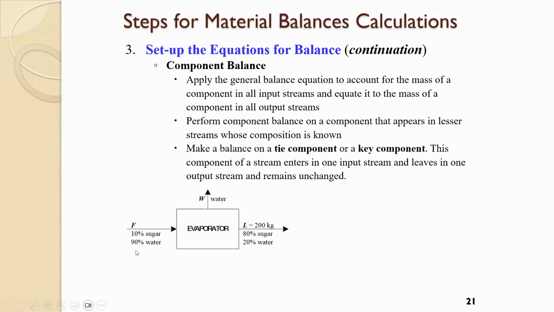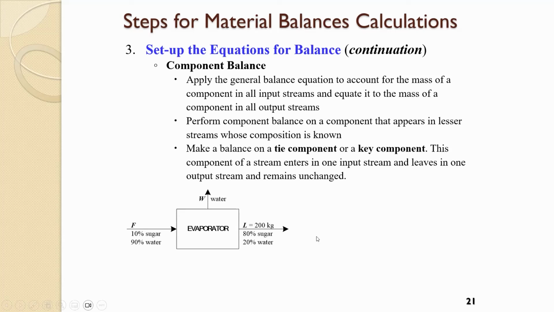Component balance. This is what I was telling you earlier about. Apply the general balance equation to account for the mass of a component in all input streams and equate it to the mass of a component in all output streams. Perform the component balance on a component that appears in the fewest streams whose composition is known. Make a balance on a tie component or key component. This component enters in one input stream, leaves in one output stream, and remains unchanged, right? So we try to use the tie component, the one in the fewer streams.